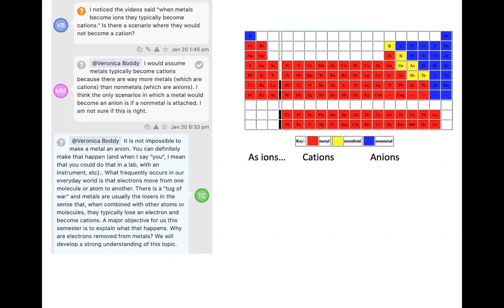But I go on to say here that what frequently occurs in our everyday world is that we see the electrons being transferred between our particles here. There's sort of a tug of war that goes on. And usually in this tug of war, the metals end up losing their electrons. When we're looking at the relative amount of attraction for the electrons, we're going to find many times the metals, it's easy to remove the electron from them. And that's going to be something that we're going to build up to. Chapter 7 is a really deep look at why this takes place.